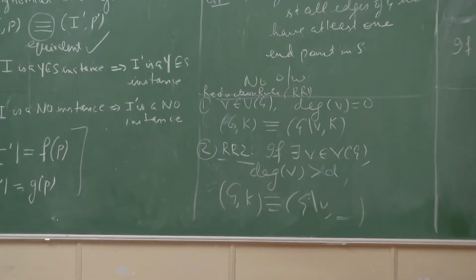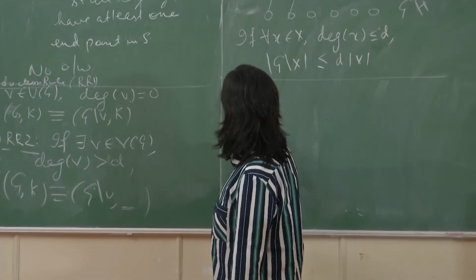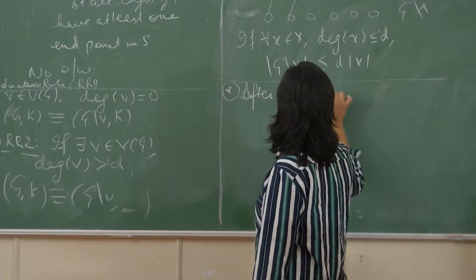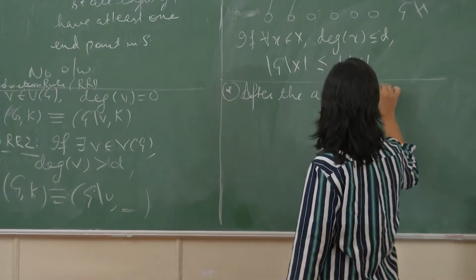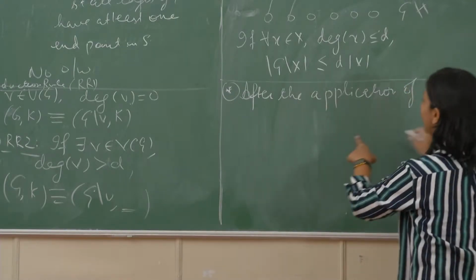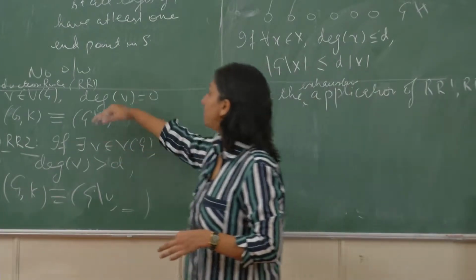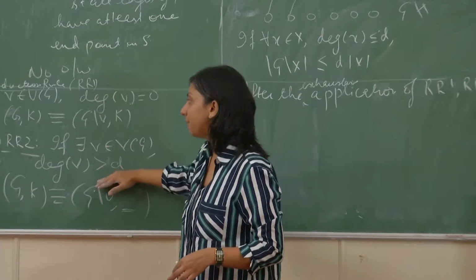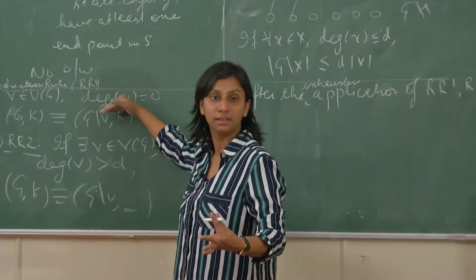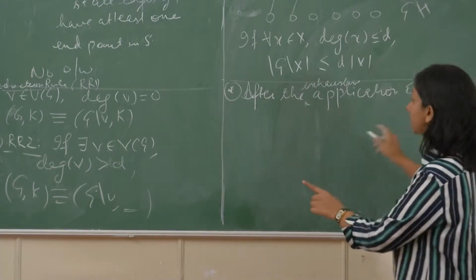So now let's see. Now, after the application of reduction rule 1 and reduction rule 2. When I say after the application, I actually mean after the exhaustive application, which is, when you apply this rule and then you apply this rule, after the application of this rule, you might get some new degree 0 vertices and then you might have to apply this rule again. And you keep on doing it. And you stop after the application of this reduction rule. What is the property of the graph?